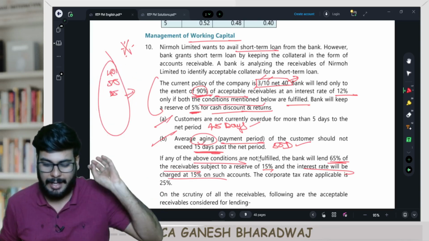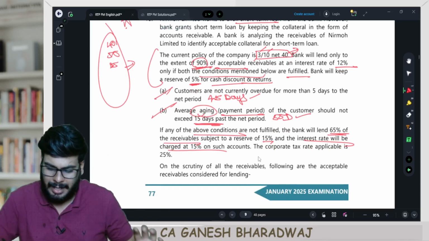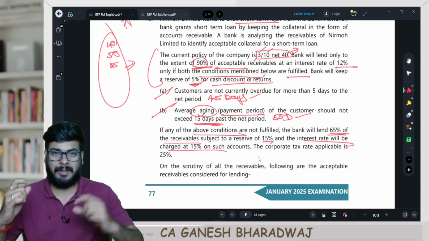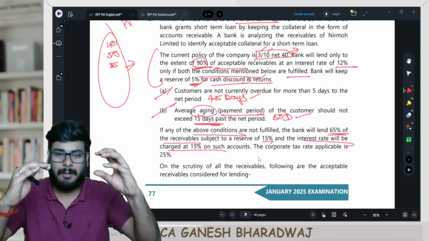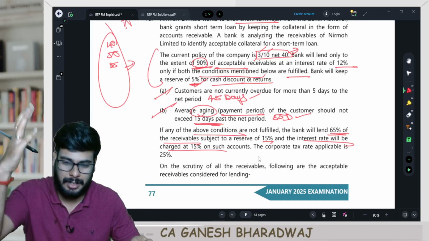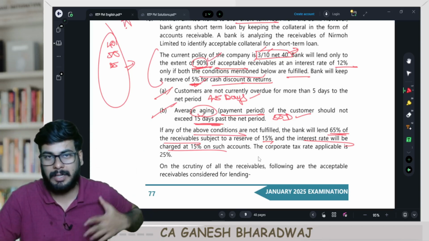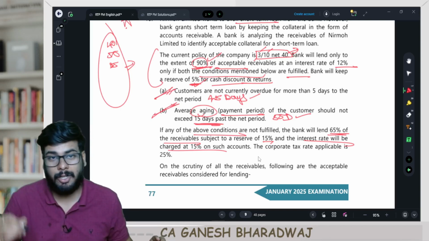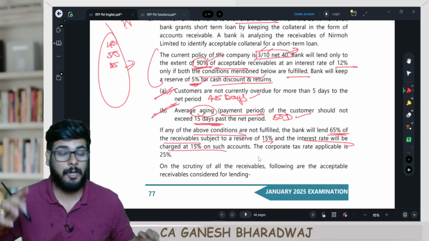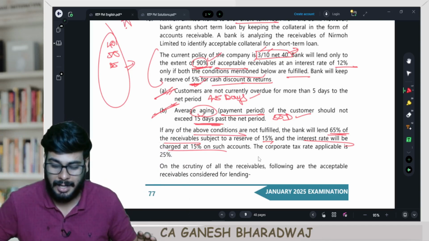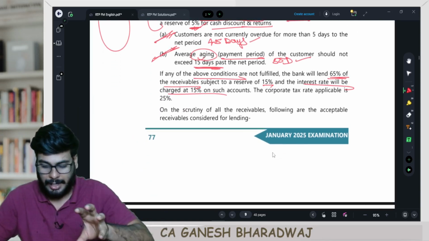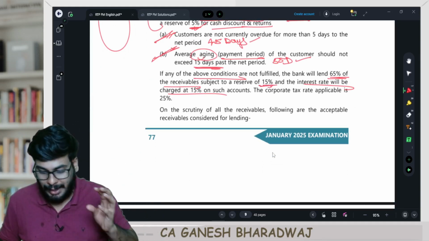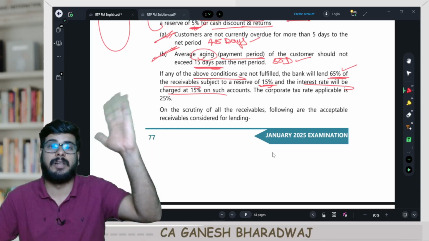Against the first category debtors, they are saying they will keep some 5% reserve, reduce 5% on the net amount, on the balance amount, and 90% of this they will give as a loan. This is what the bank says, right? Now, if a particular debtor is not fulfilling either of the two conditions, no loan is possible against that. No, the bank is being more considerate. They are saying that against those particular debtor values, you reduce some 15% reserve, and on that amount 65% I will give as a loan.